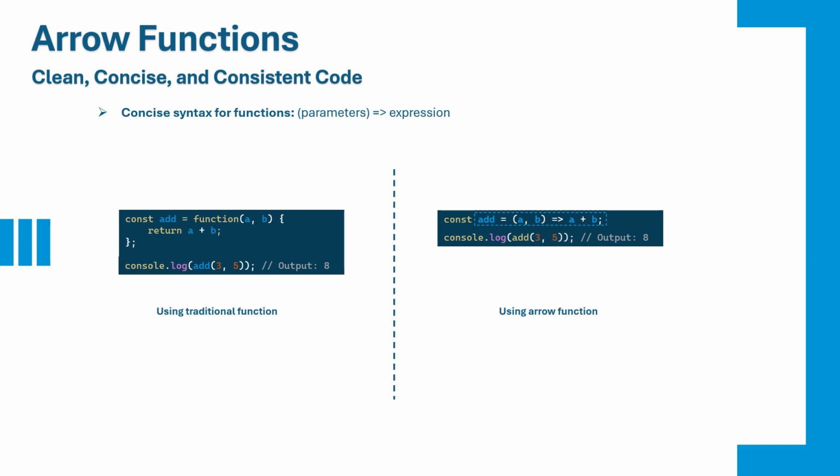Arrow functions offer concise syntax, especially for one-liners. On the other hand, using the traditional function syntax requires us to explicitly use return to produce the output. This comparison shows how arrow functions can streamline code, making it both shorter and often easier to read.